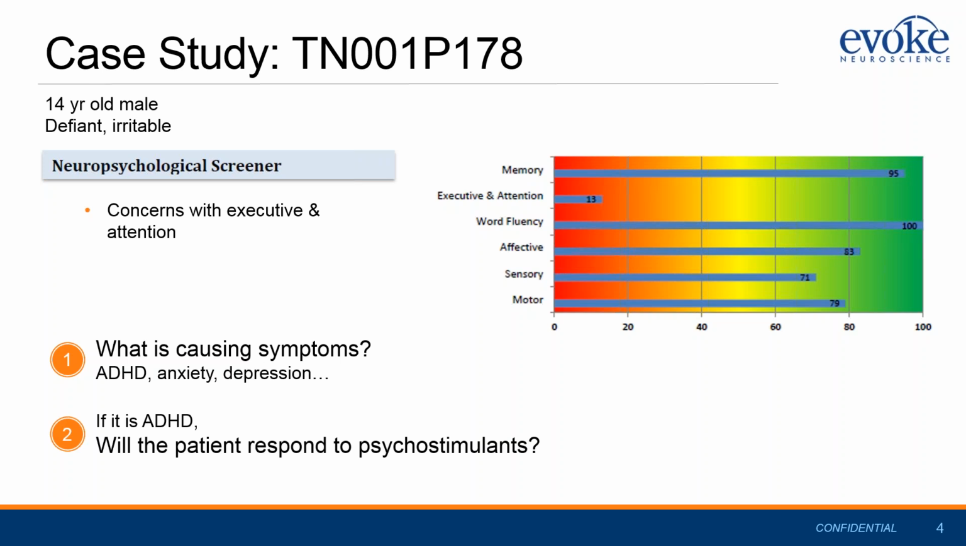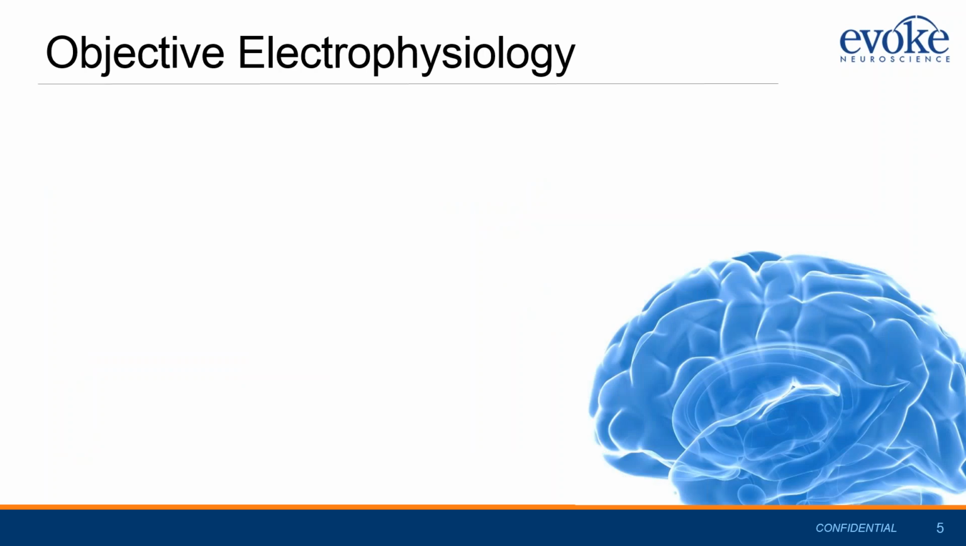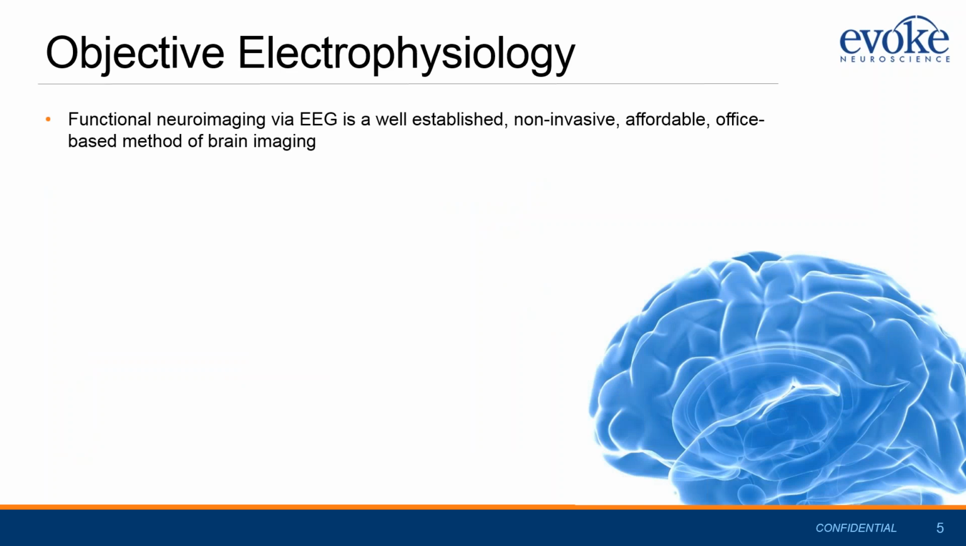And if it is indeed ADHD, we want to know if this patient will respond well to psychostimulants, right? We can always do the guess and check, but it would be better to objectively look at the brain and see if this patient is a good potential candidate to have psychostimulants and respond well. So that's why we use objective electrophysiology in order to make this differential diagnosis and plan our treatment approaches.